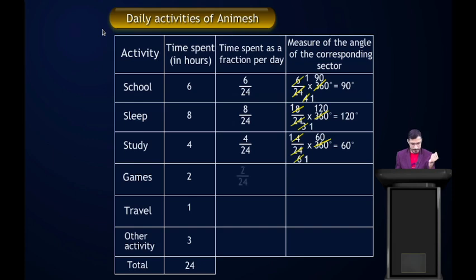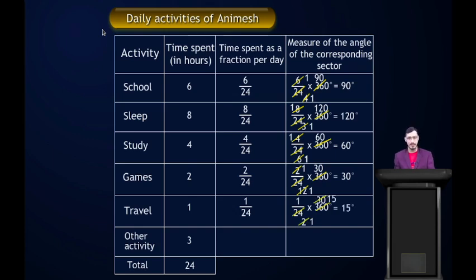Okay, now games: 2 by 24, multiplied by 360 degrees. 2 twelves are 24, 12 threes are 36, that means 30 degrees. Okay, now travel: here you can see travel is 1 hour, so 1 by 24 into 360. What will we get? That is 15 degrees.